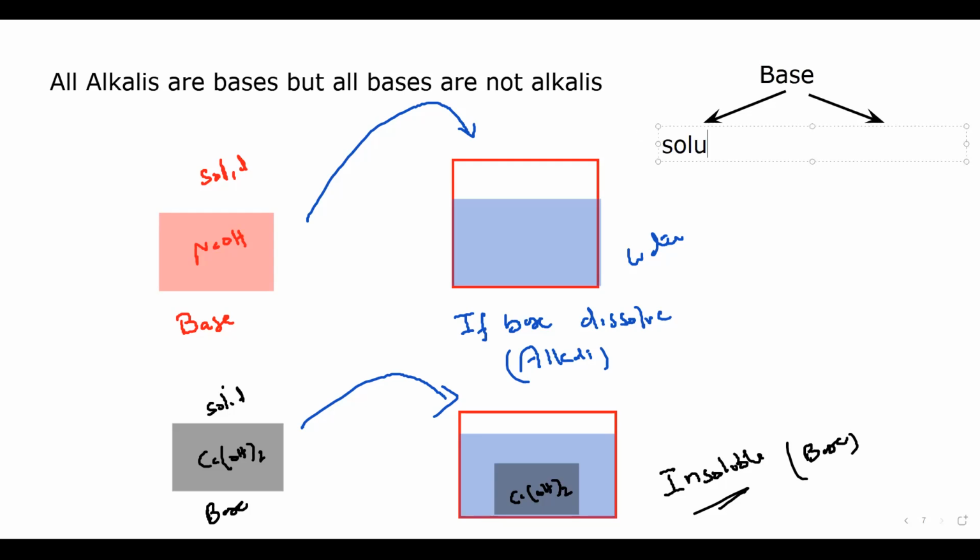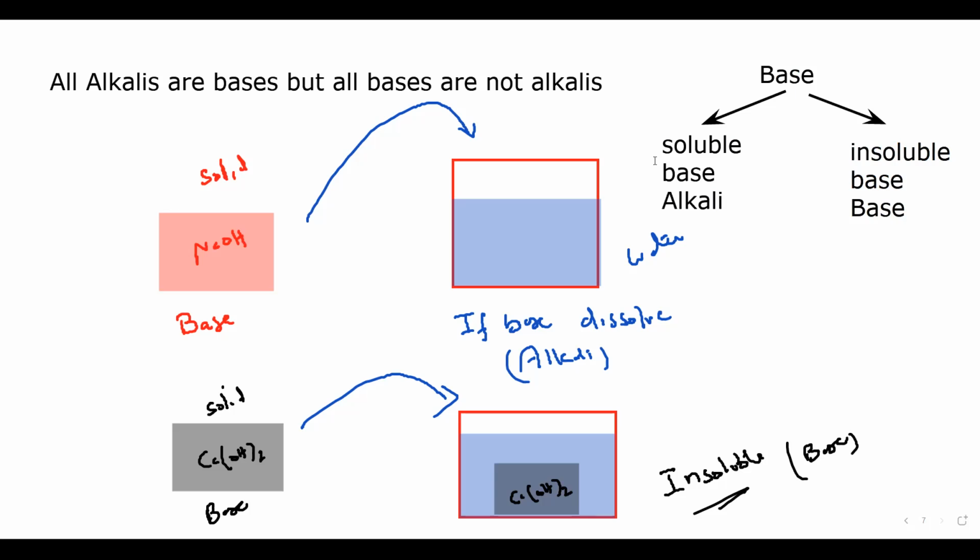a soluble base, soluble means it dissolves, we call them alkali. But if we have an insoluble base, insoluble means it does not dissolve in water, so an insoluble base is simply known as a base. We don't call that an alkali. Is it clear? The difference between the alkali and the base?